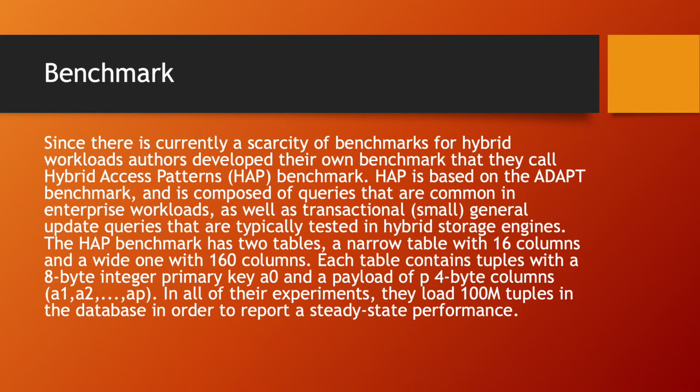The HAP benchmark has 2 tables, a narrow table with 16 columns and a wide one with 160 columns. Each table contains tuples with an 8-byte integer primary key A0 and a payload of P, that is, the 4-byte columns. In all of their experiments, they load 100 million tuples in the database in order to report a steady state performance.